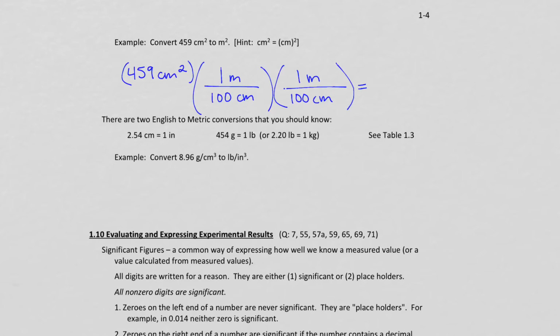So when you do the math, you get 0.0459 meters squared. This works because one of the centimeters cancels out with one of the centimeters. The other centimeter cancels out with the other centimeter. Now we have meters times meters, or meters squared.